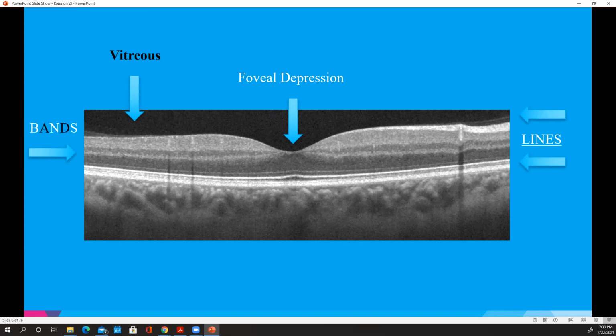The bands are, I would argue, the confusing part, the striped patterns, and how do you remember what is what? Maybe you already know what they are, but I've seen people at conferences get confused. All of us have gotten confused looking at a band and asking, is that inner, is that outer, is that nuclear, is that plexiform? It's very confusing. So the whole point of this lecture is to try to remove some of that confusion.